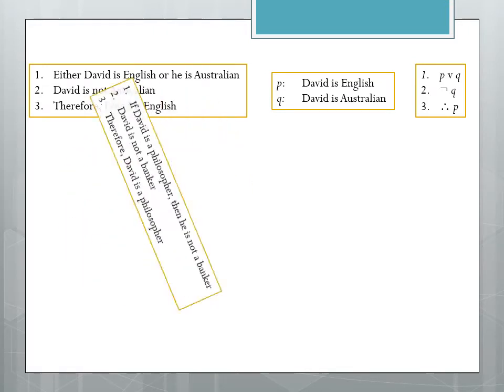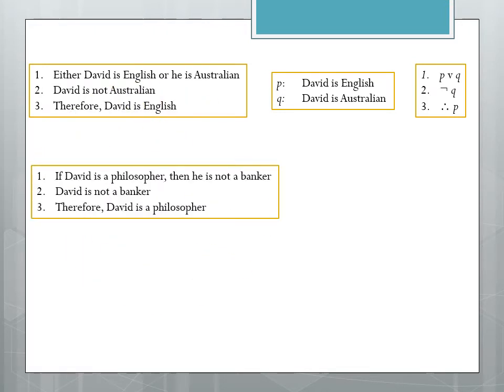Let's look at another example. This one reads, if David is a philosopher, then he is not a banker. David is not a banker.